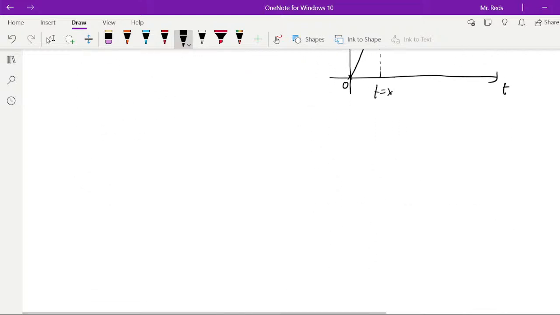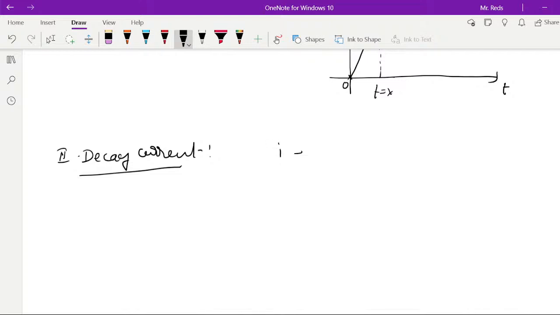How that happens, we'll see with the help of a graphical relation. To understand this, we have to take one mathematical relation as well. Let us take this as the decay current. From the maximum value it will decay. In the previous expression, the current increased from 0 to the maximum value, whereas here it will decay from the maximum value, but exponentially. The decay current at any instant of time t is I equal to I naught.